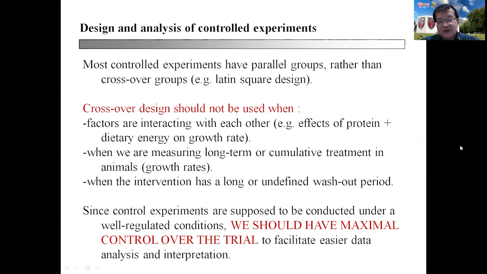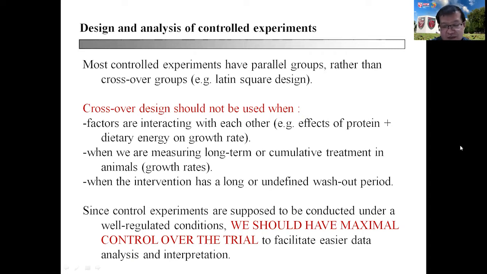Most control experiments have parallel groups rather than crossover groups, which is actually a Latin square design. You also need to remember that crossover design should not be used when factors are interacting each other. For example, protein and dietary energy, which are known to be interacting each other, affecting growth rate of animals. Or when we are actually measuring long-term accumulative treatments in animals, for example, growth rates, which is also another scenario whereby we should not be using crossover design. Crossover design should not be used when there is actually an intervention that has long or undefined washout period.